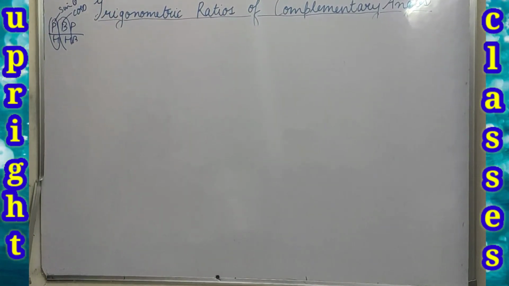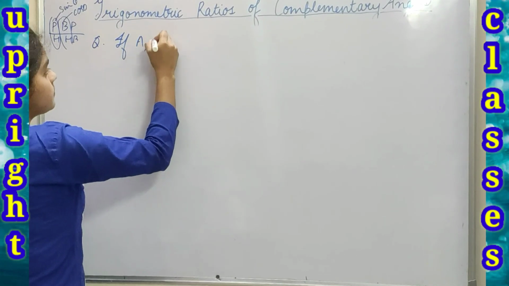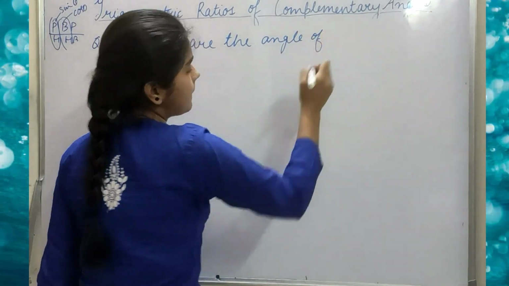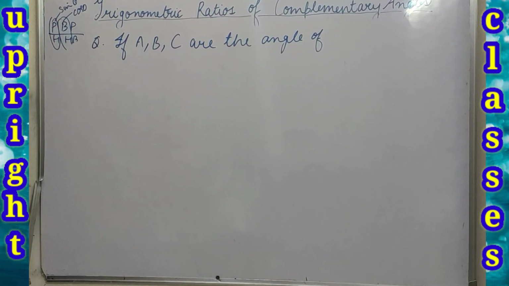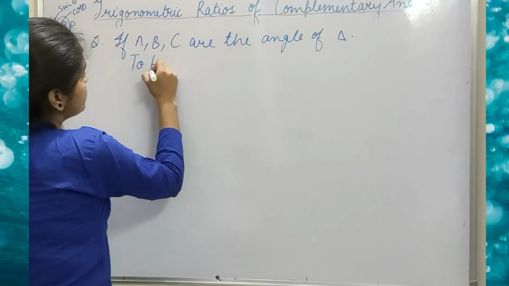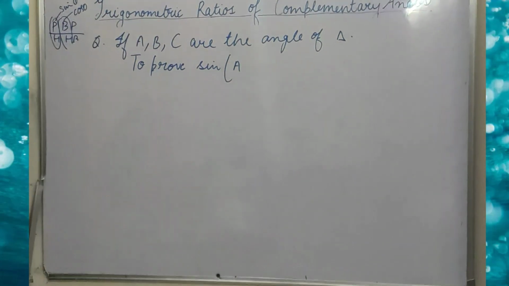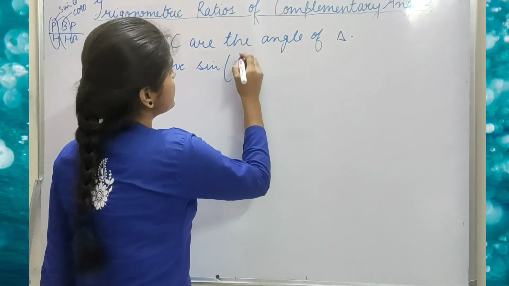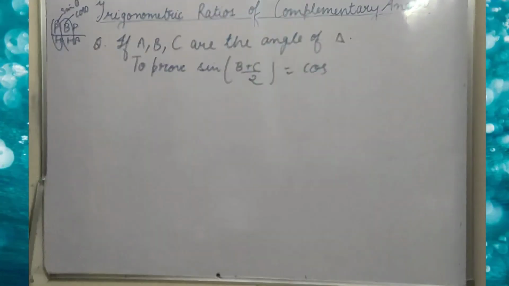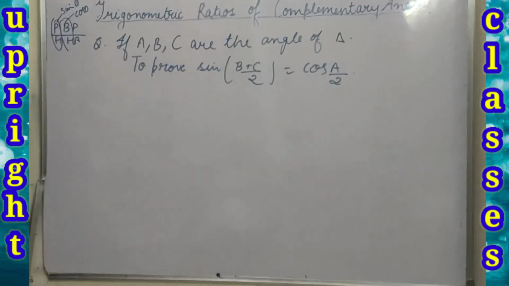Now there is another question: if A, B and C are the angles of a triangle, you need to prove sin of (B plus C) upon 2 is equal to cos A by 2. Okay, now how will you prove this question?